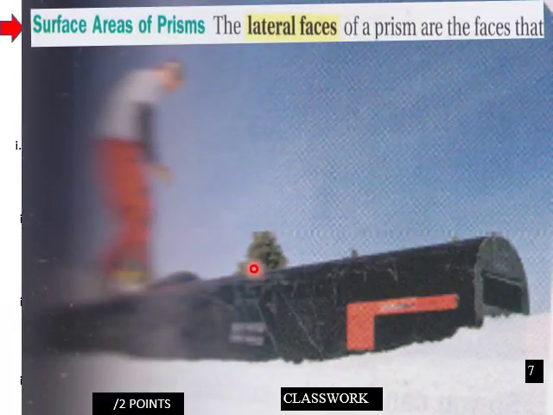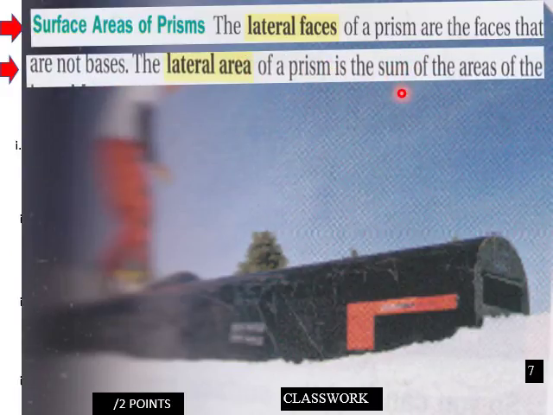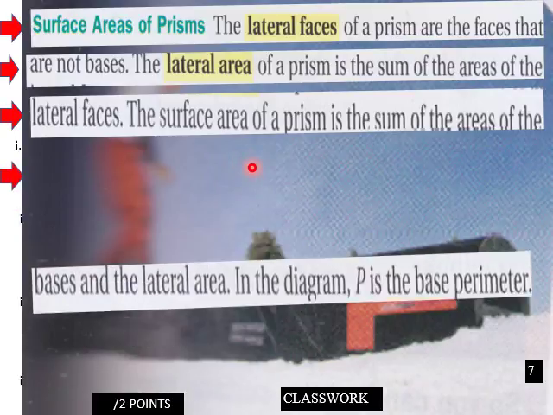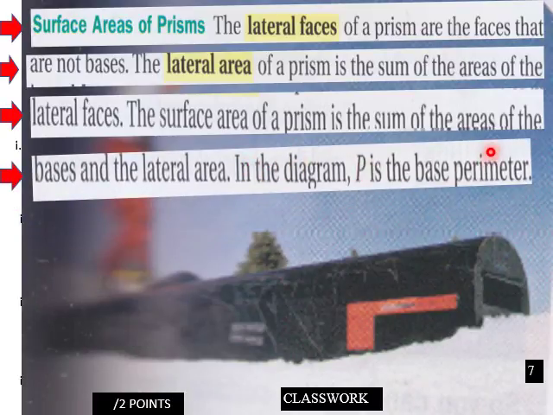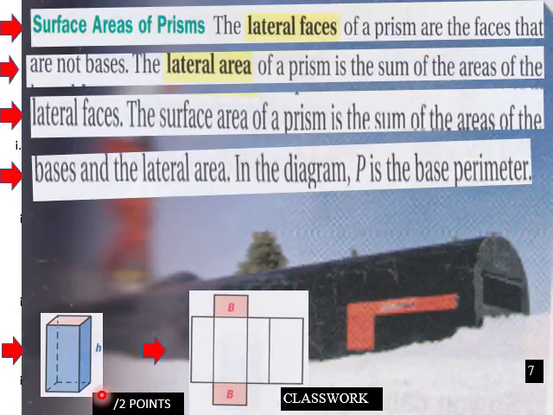Okay, into our next situation here. Surface areas of prisms. The lateral faces of a prism are the faces that are not bases. The lateral area of a prism is the sum of the areas of the lateral faces. The surface area of a prism is the sum of the areas of the bases and the lateral area. In the diagram here, P is the base perimeter. It'll be down here.